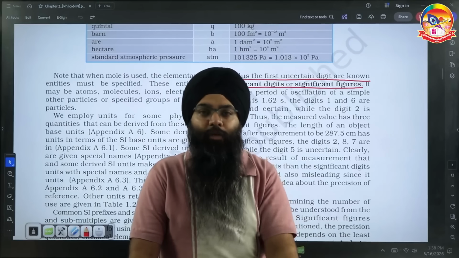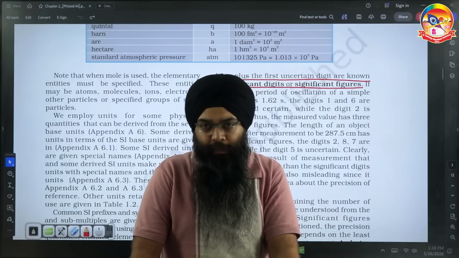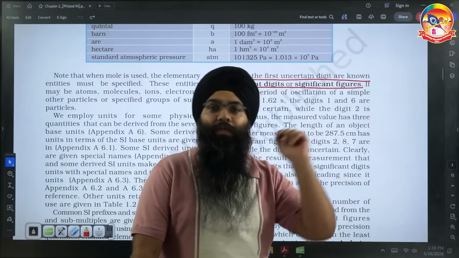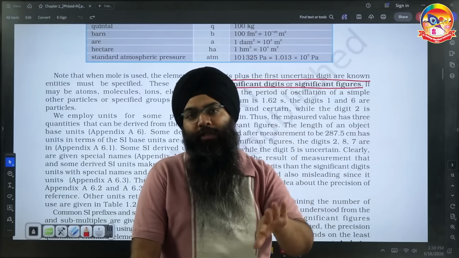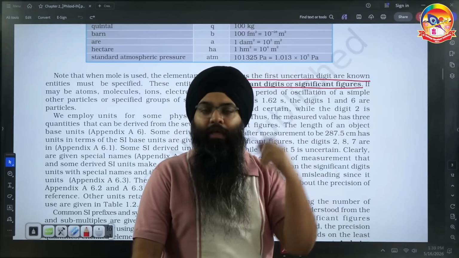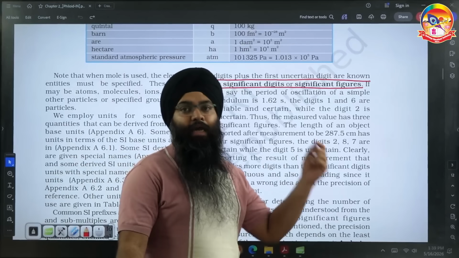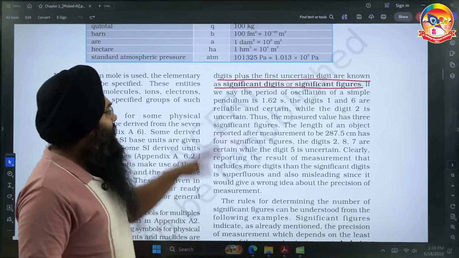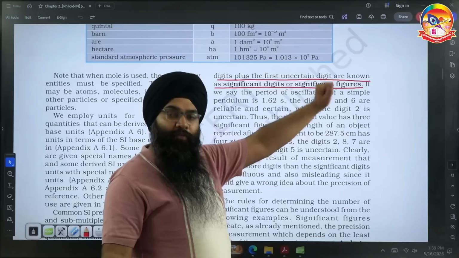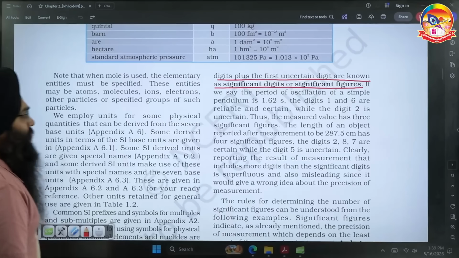Like you have done a measurement 234.5 centimeter. So that last digit is uncertain. It can be 0.5, it can be 0.6, it can be 0.7, it can be anything. So the collection of all the reliable digits, all the certain digits, and the last uncertain digit, that will be called a significant figure or significant digit. So I hope this is understood by you.